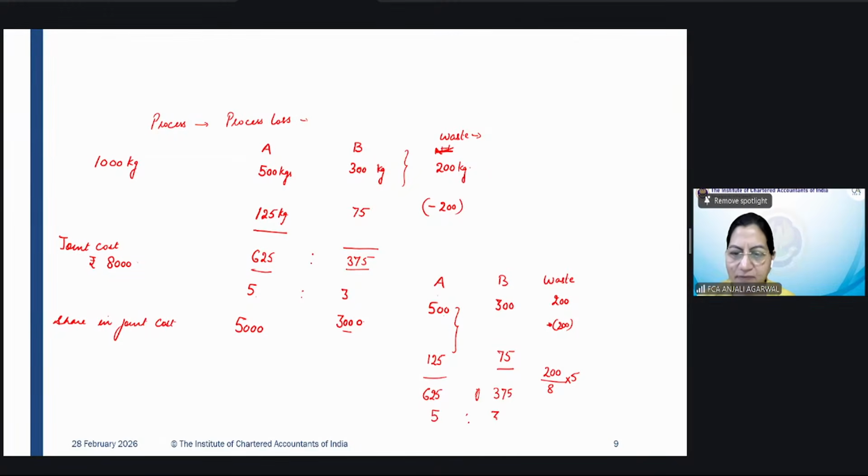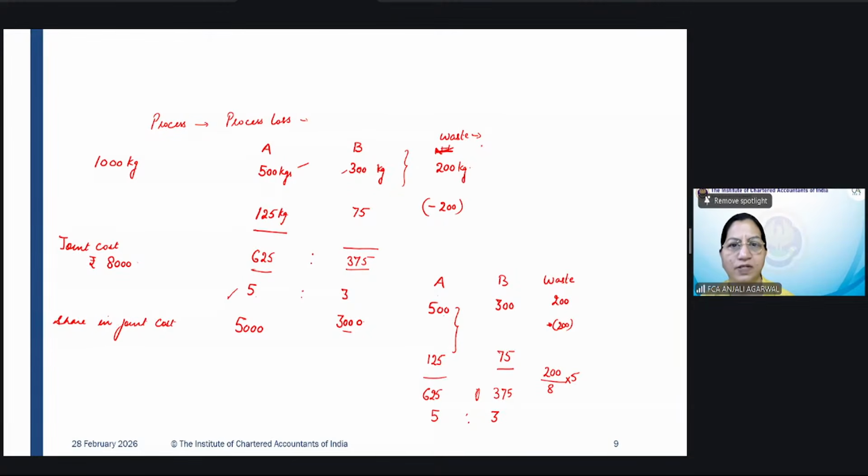It will remain same. Why it will remain same? Because this will not bear any cost. And this 200 kgs also you charge to product A and product B in the ratio of 5:3 only. So final answer will also be 5:3. However, if there is a specific mention that waste should be allocated to product A and B in equal ratio, in that case, you might get a different answer.